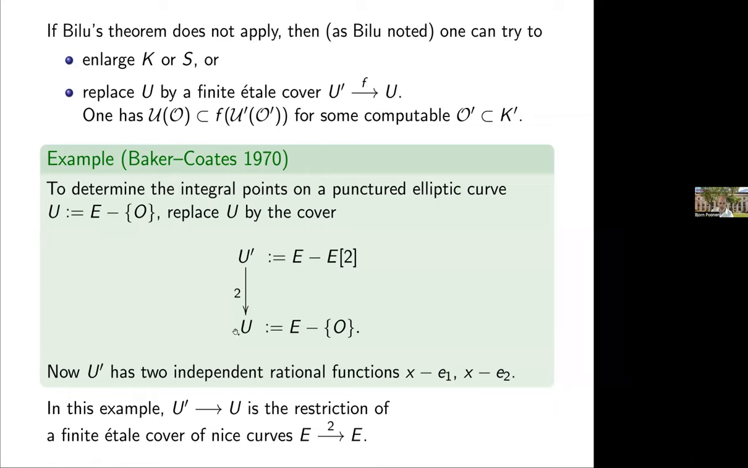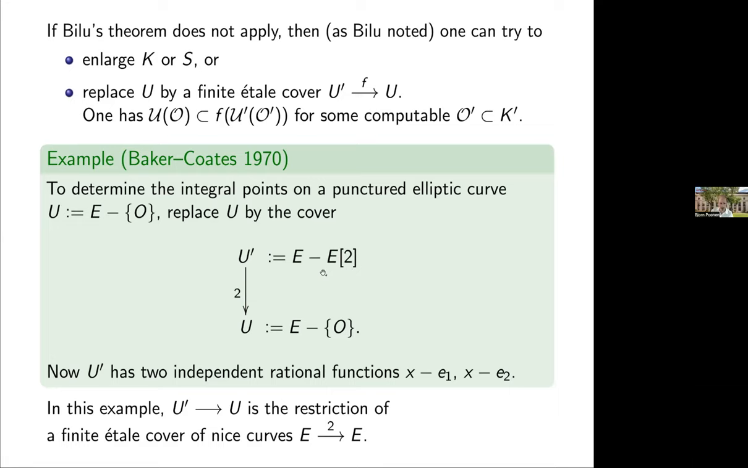But what you can do is replace it by a finite étale cover that's given by the multiplication by two map. So the multiplication by two map is a finite étale map from E to E. And if you just restrict it to the part that lies above the punctured curve, then you get a map from E minus the preimage of O, and the preimage of O is the four two-torsion points. And so this is now a finite étale cover of this. And so now, instead of finding the integral points here, you can try to find the integral points on this U prime. And what has been gained by passing to this finite étale cover is that now you have a curve with more punctures.